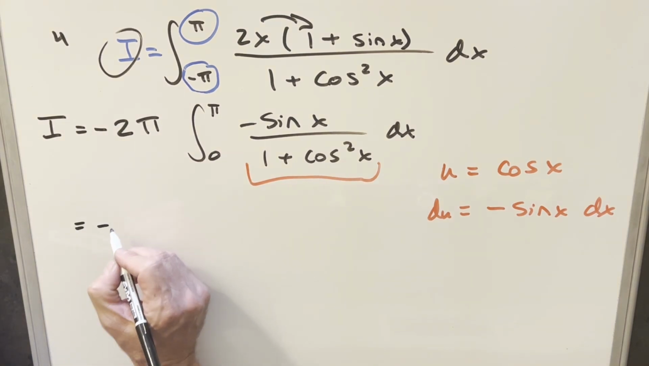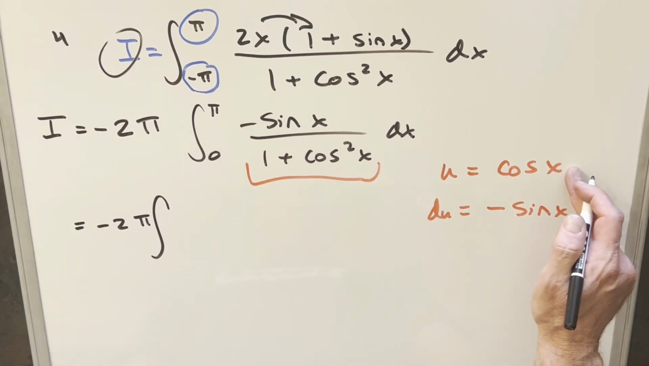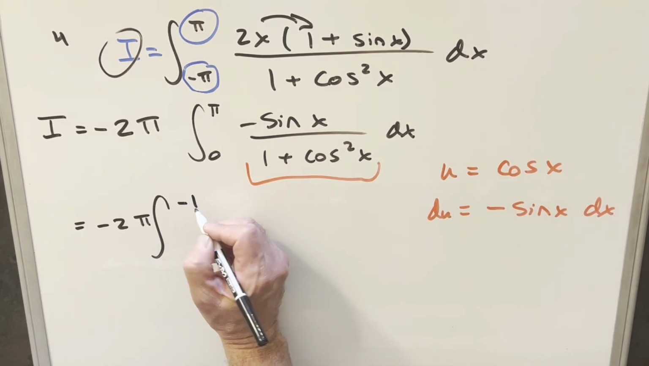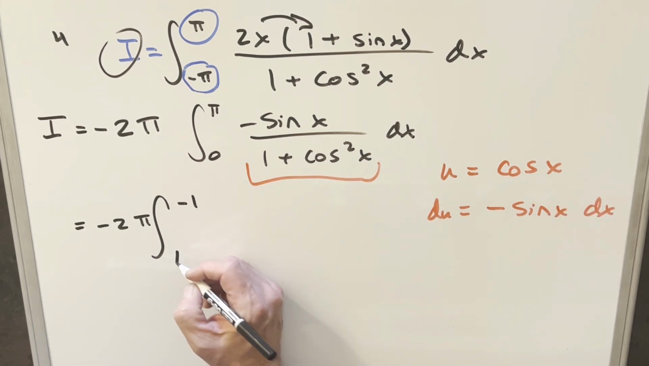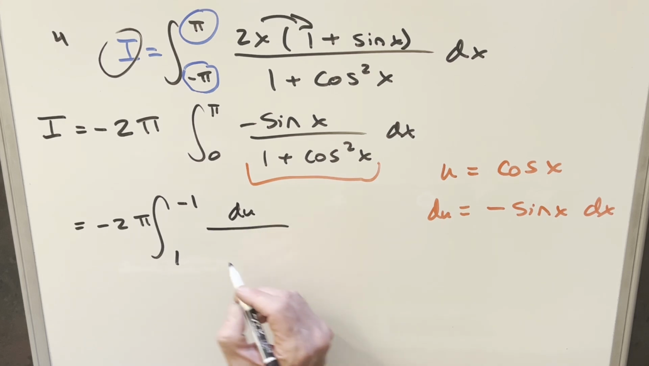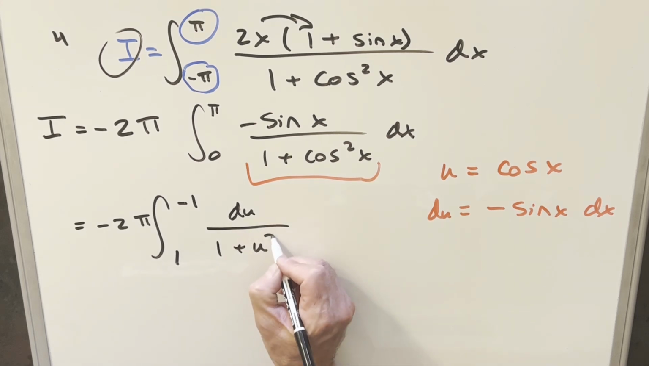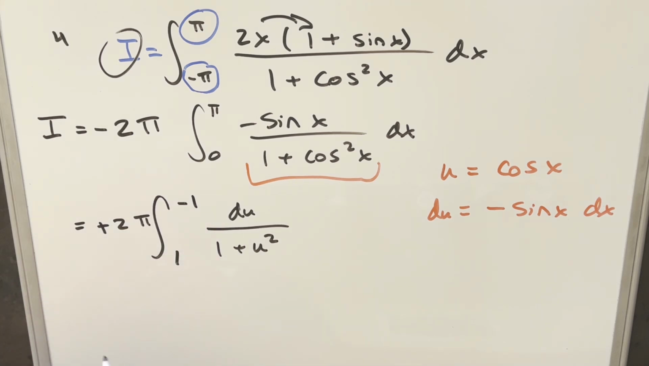Then next we'll go ahead and substitute. First, updating our bounds, if you plug pi in here, the upper bound becomes minus 1. You plug 0 in here, cosine of 0 is just 1. Then transforming the integral, this is all going to become du over 1 plus u squared. I can use this minus sign here to swap the bounds, so I can flip it and write it as going from minus 1 to 1.